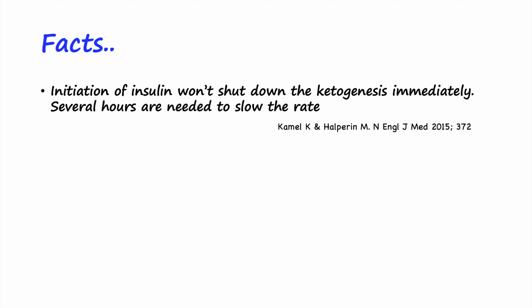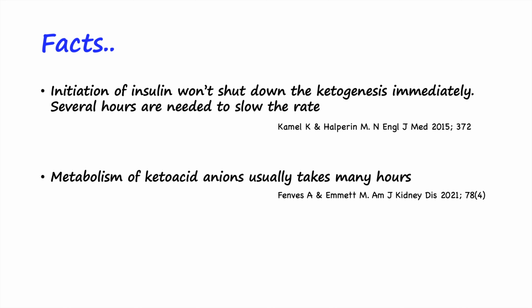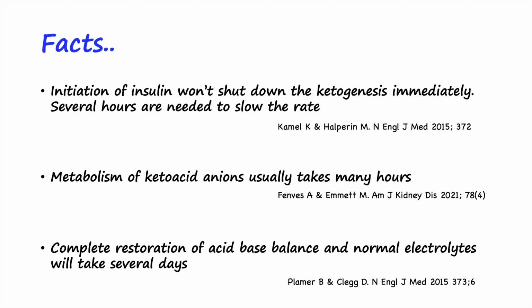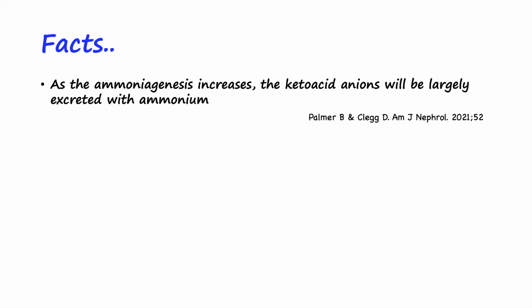Initiation of insulin won't shut down the ketogenesis immediately. Several hours are needed to slow the rate. Metabolism of keto acid anions usually takes many hours. Complete restoration of acid-base balance and normal electrolytes will take several days. As the ammoniogenesis increases, the keto acid anions will be largely excreted with ammonium, not with sodium, not with potassium anymore. And the lost keto acid anions with ammonium will be replaced with regenerated bicarbonate.